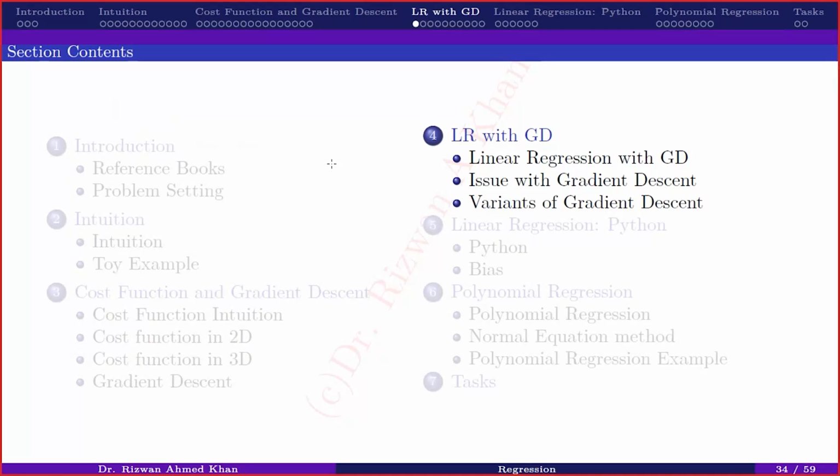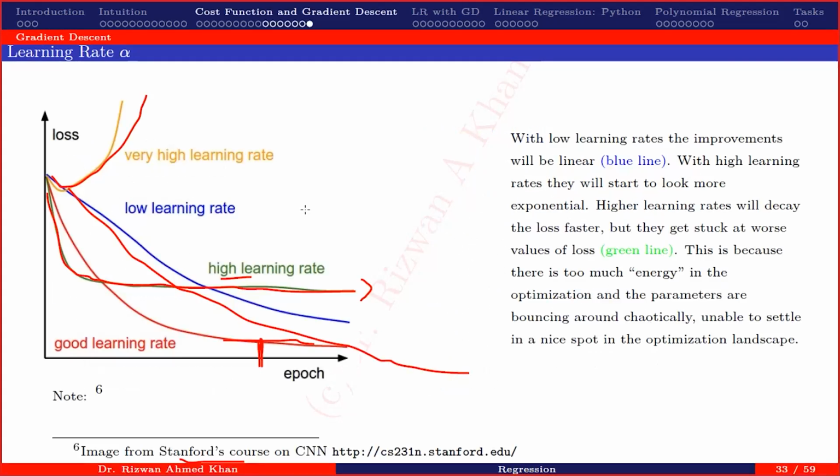So I propose to stop over here, and in the next lecture we'll put regression, sum of squared error loss, and gradient descent together to find the values of m and c which minimize that cost function.